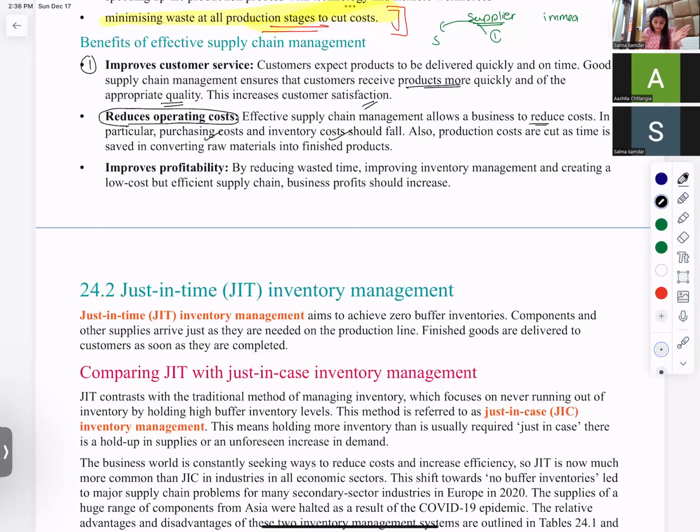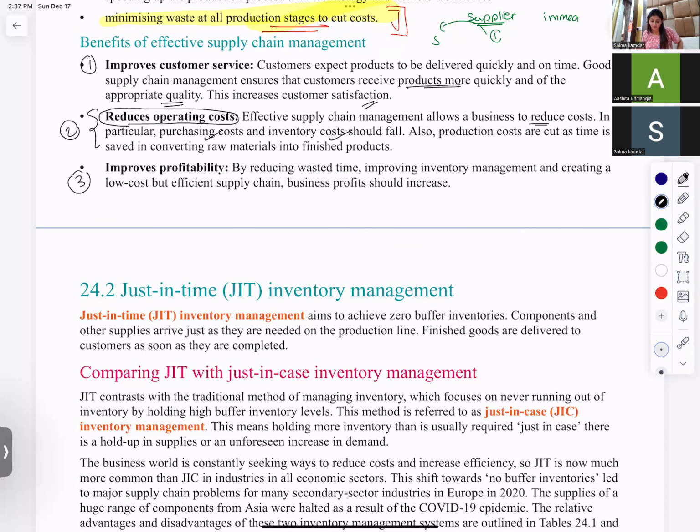How will it reduce the costs? It is reducing first the purchasing cost, then it is reducing the inventory cost, then it is reducing the production cost, so that would reduce the operating costs. And then all the cost is reducing. Customers are satisfied, so profit will increase. So it will improve the profitability.